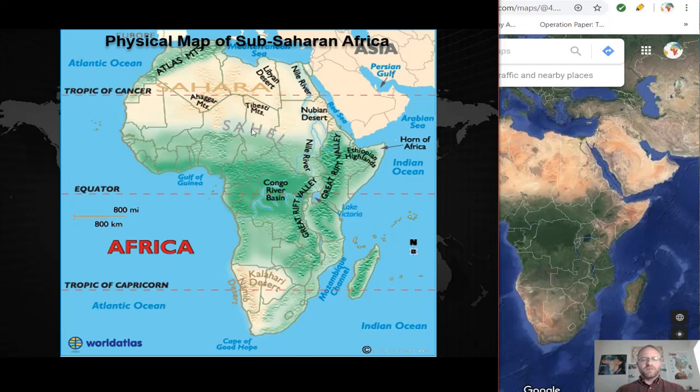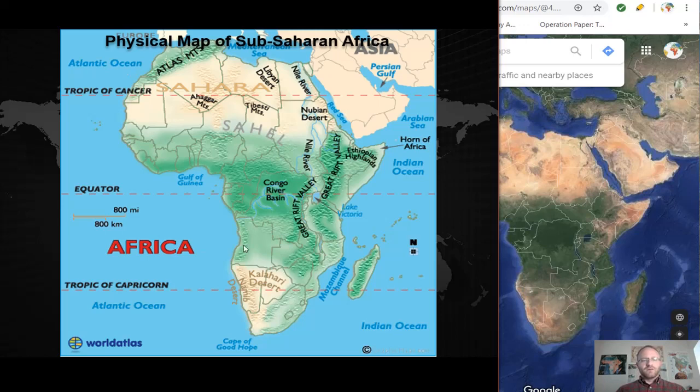Now, as discussed before, the Nile River, located here, begins in two separate locations before it combines in Khartoum, Sudan. The Blue Nile begins in Lake Tana in Ethiopia here, and the White Nile begins in Lake Victoria, which is located here in Uganda, Kenya, and Tanzania. Now, the East African Rift Valley, shown here, is an amazing landscape feature that cuts through Ethiopia, Kenya, and Tanzania.